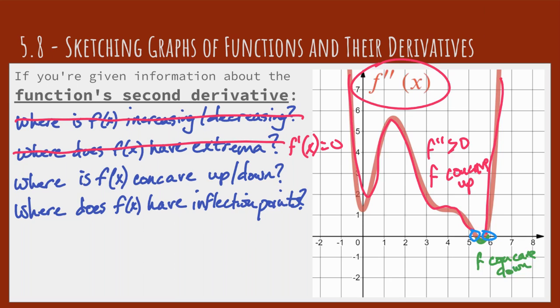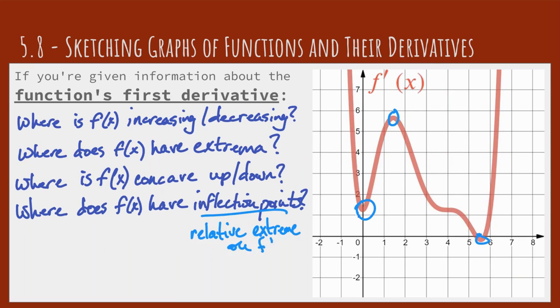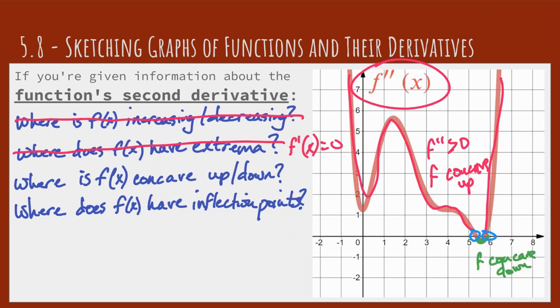Just like with the first derivative, where we're going to have relative extrema is where the graph of f prime crosses the x-axis. So this was just kind of a summary of information that we can get from a function and its derivatives. And the questions that we're going to see in this topic are going to ask us questions given information about a function, its first derivative, and its second derivative.